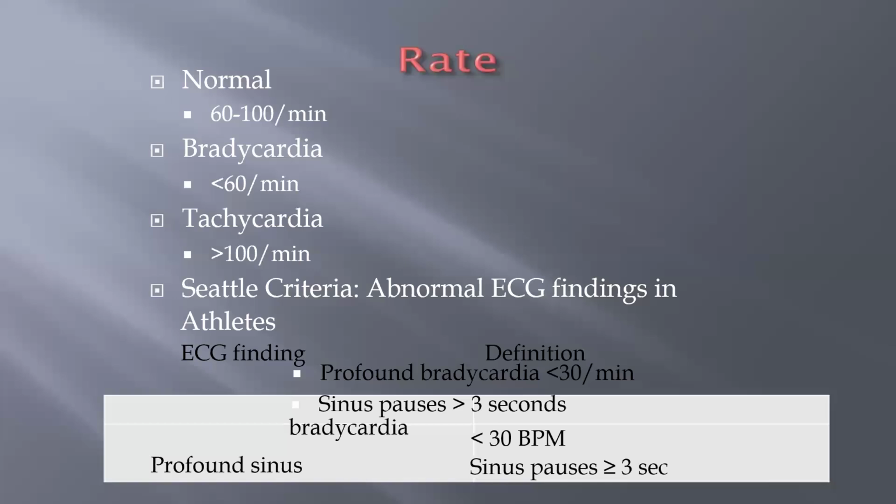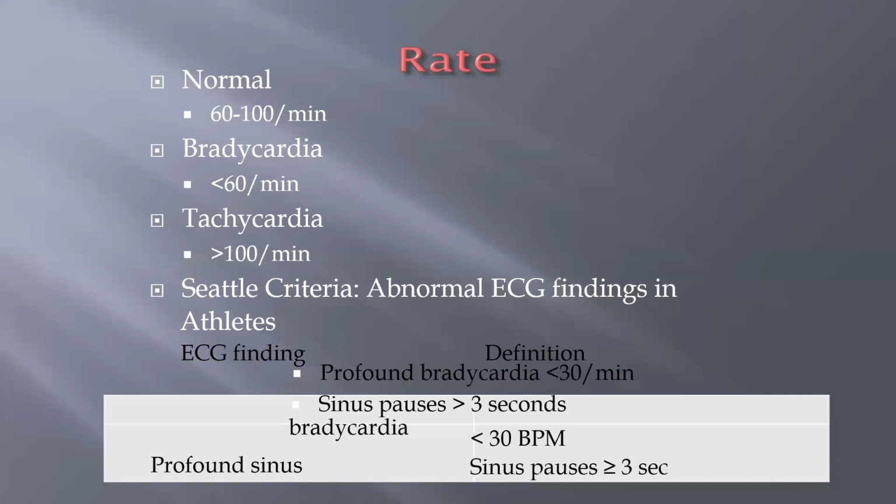So your rate will either be normal, which is 60 to 100, or bradycardia, which is anything less than 60, or tachycardia, anything above 100 per minute. There are also the Seattle criteria to identify abnormal ECG findings in athletes. These include profound bradycardia, less than 30, and sinus pauses of more than 3 seconds, meaning that there is no QRS and no P wave, that is a sinus pause.